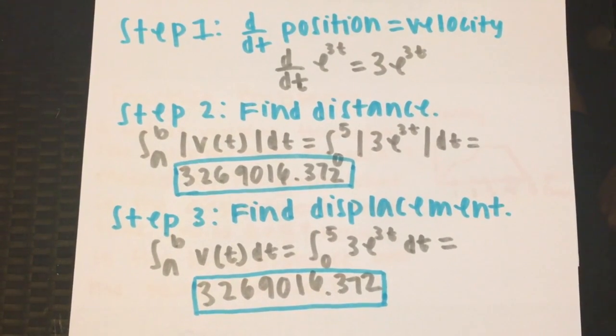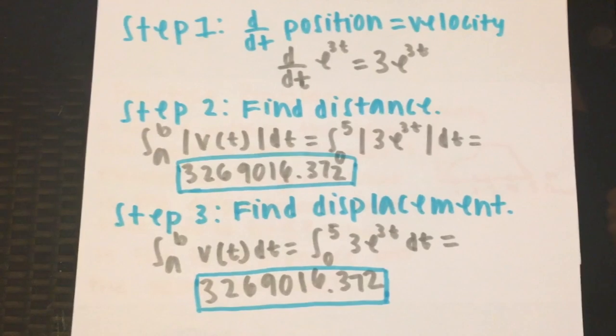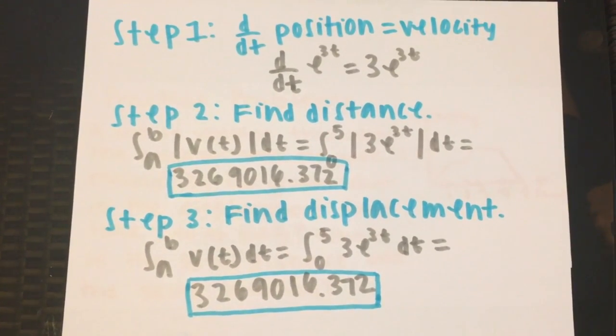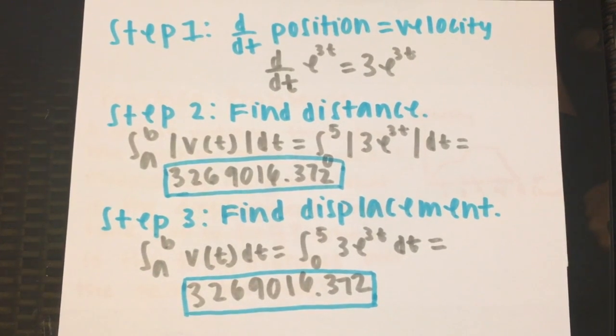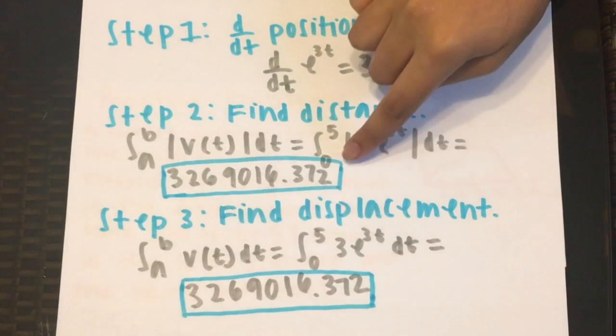Your second step is to find distance. So the distance formula is the integral from a to b of the absolute value of your velocity. So when you plug in, you get the integral from 0 to 5 of the absolute value of 3e to the 3t. And this is your answer.